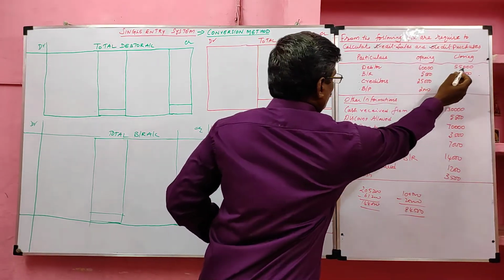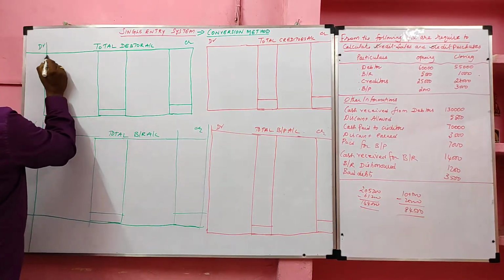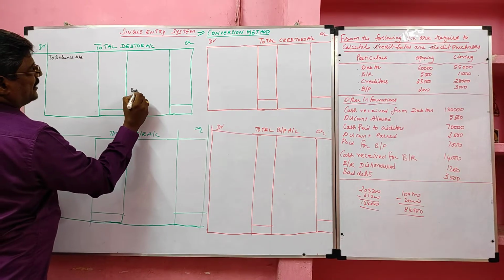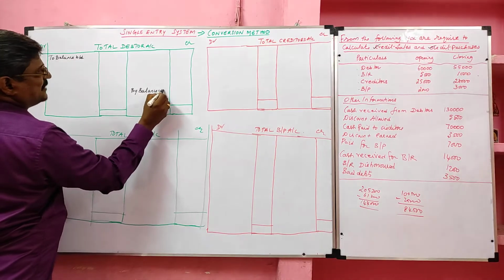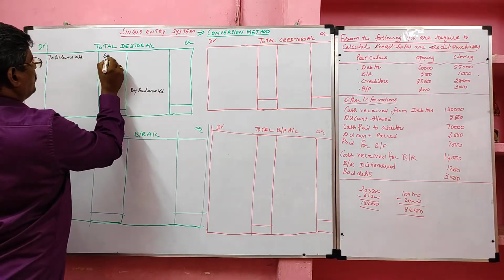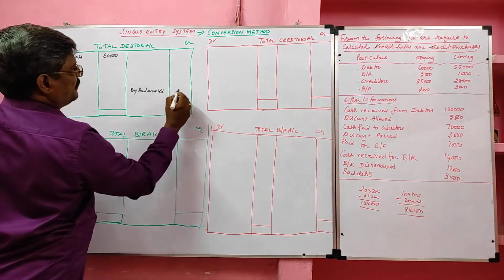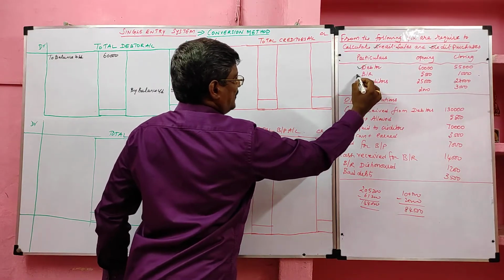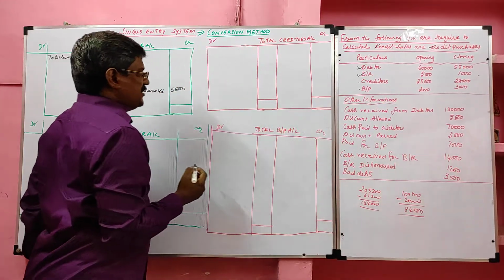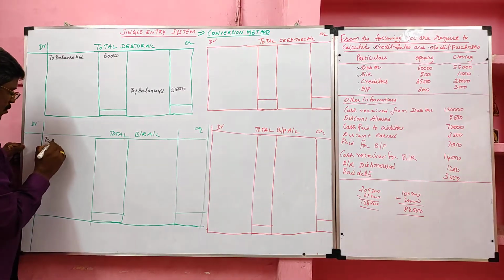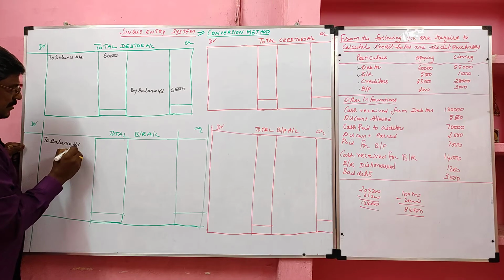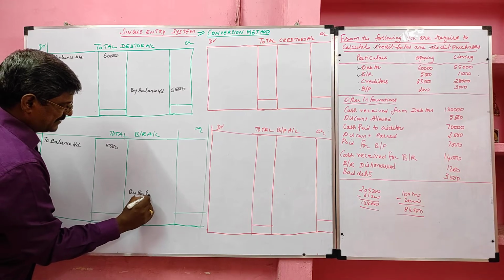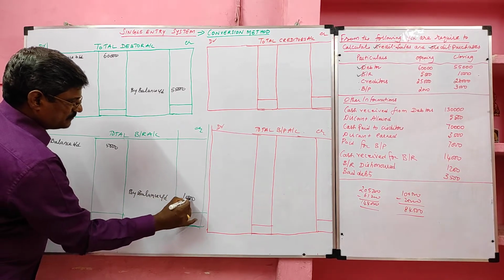Opening debtor, closing debtor. So go to debtor account: opening debtor debited to the debtor account, to balance BD; closing debtor, debtor account credited by balance CD. Opening debtor 60,000, closing debtor 55,000. So opening debtor and closing debtor both are taken. Then bills receivable, opening bills receivable, closing bills receivable. Opening bills receivable, BR account debit, value 5,000. Closing bills receivable, BR account credit by balance CD, its value rupees 1,000.